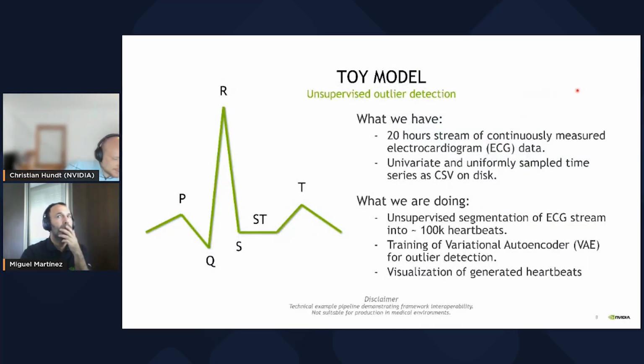This will be a toy model, so not a real application in practice. We are basically going to segment 20 hours of ECG streams of heartbeats, continuously measured, and they are stored in CSV format on disk, right? Our job will be to segment them into isolated heartbeats, that will be 100,000, and then train a variational autoencoder for outlier detection, also for generating new heartbeats. Whenever you have to convince someone that they're still alive, you could generate some heartbeats. Of course, you want to visualize them, and that will also be part of it.